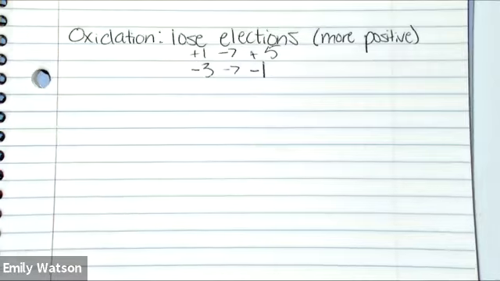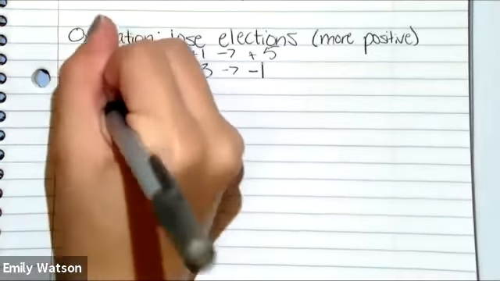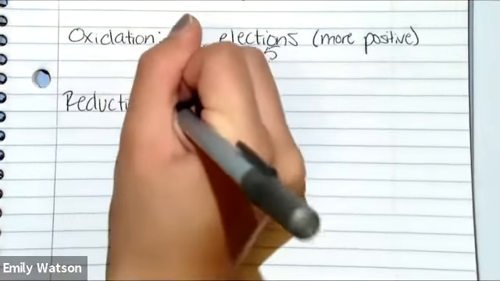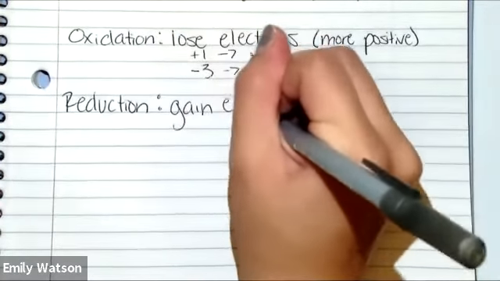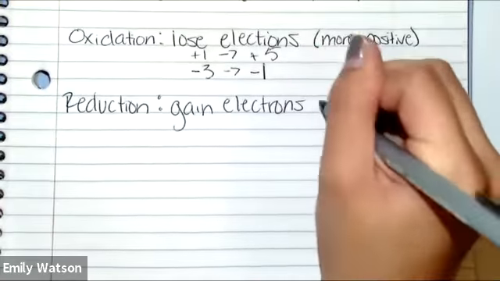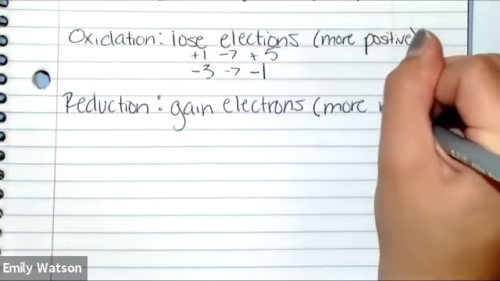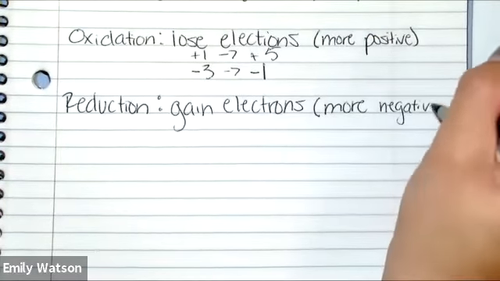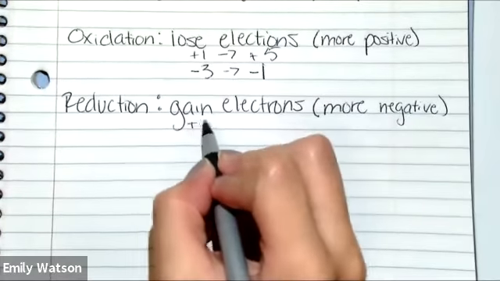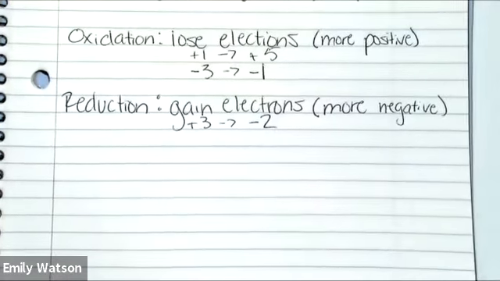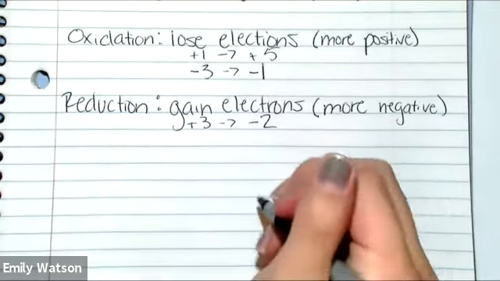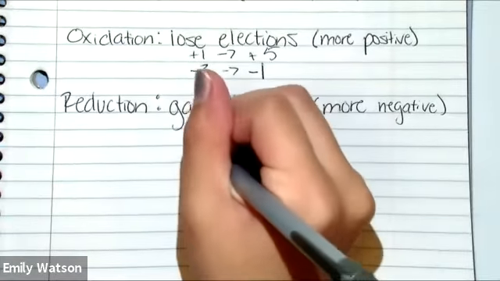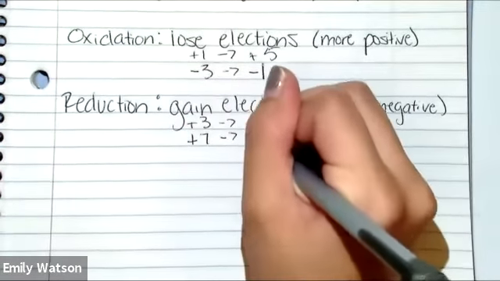Okay. And then, so what is reduction then? Gaining of electrons. So this means our charge becomes more negative. So you can go from a +3 to a -2. How many electrons have we gained here? 5. We could also go from a +7 to a +4.